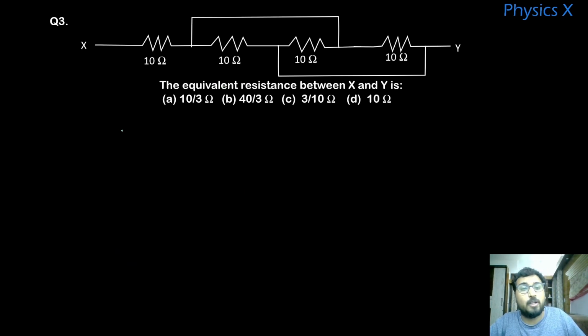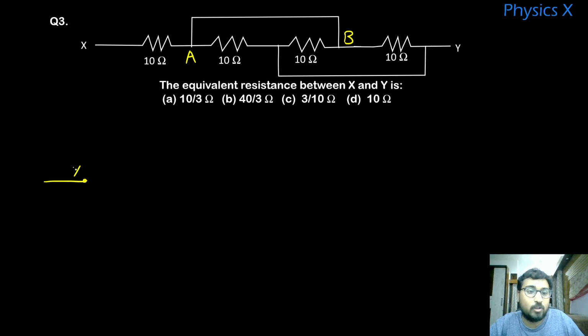Let us move to the next one. He's asking for the equivalent resistance between X and Y, right? This is nothing but a problem related to equivalent resistance combination. I told you that if this kind of pattern is observed, you can always redraw the circuit, right? So I am drawing it like this.